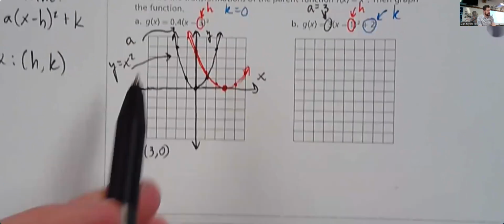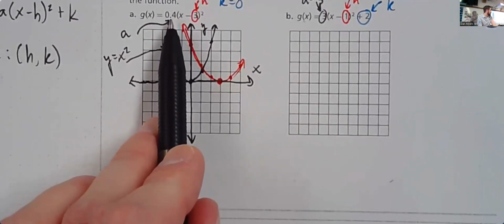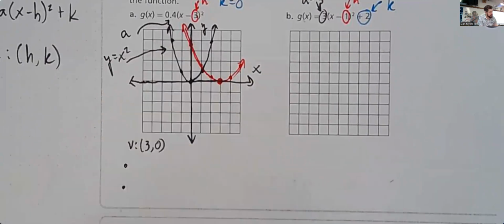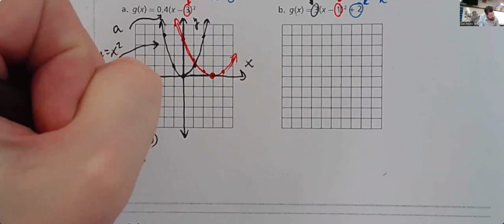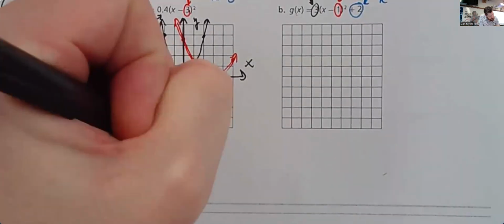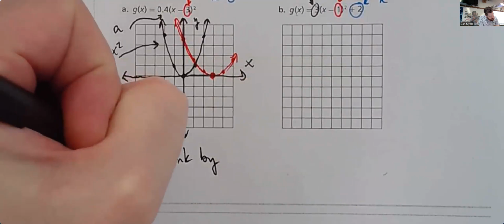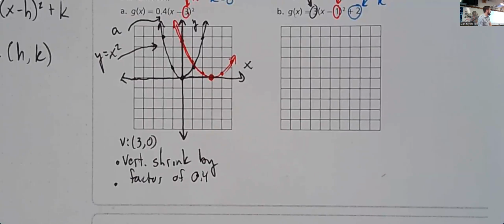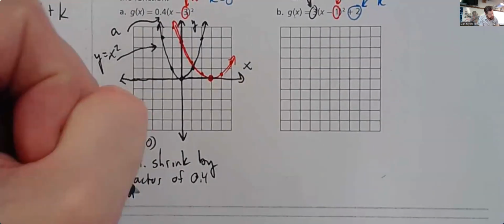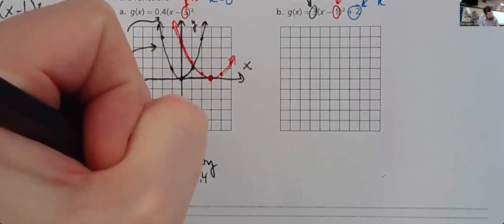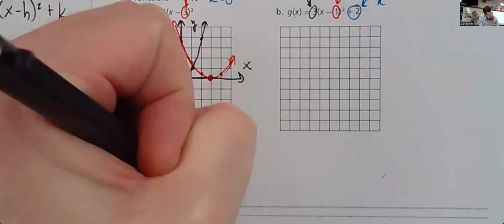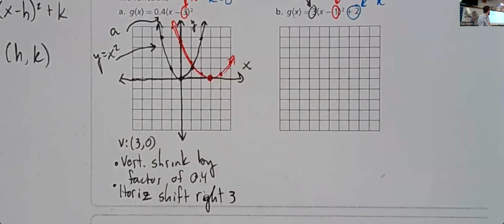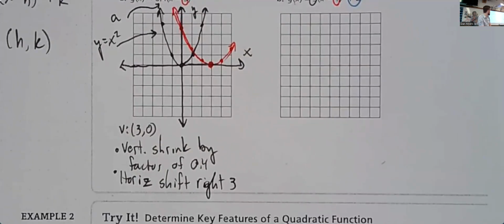We have ourselves a vertical shrink or a vertical compression by a factor of 0.4. So I'm going to say vertical shrink by factor of 0.4, because that's our value of A. And we also have a horizontal shift right 3. Or you could say a shift of right 3 units, horizontal shift of 3 units. I wrote horizontal shift and right. That's a little redundant. But this is all stuff that we've seen.